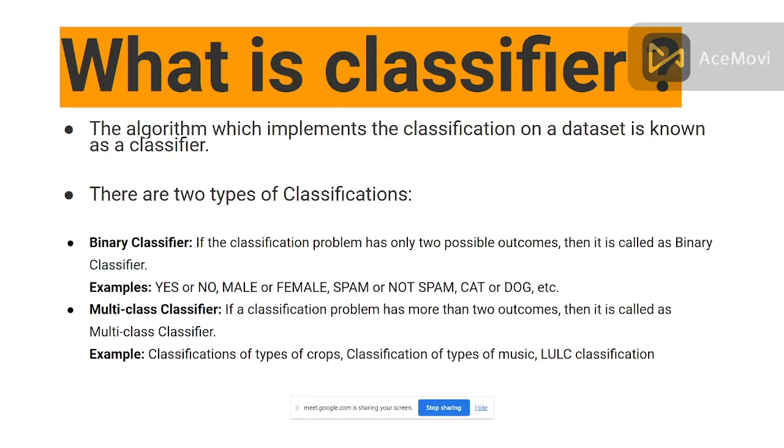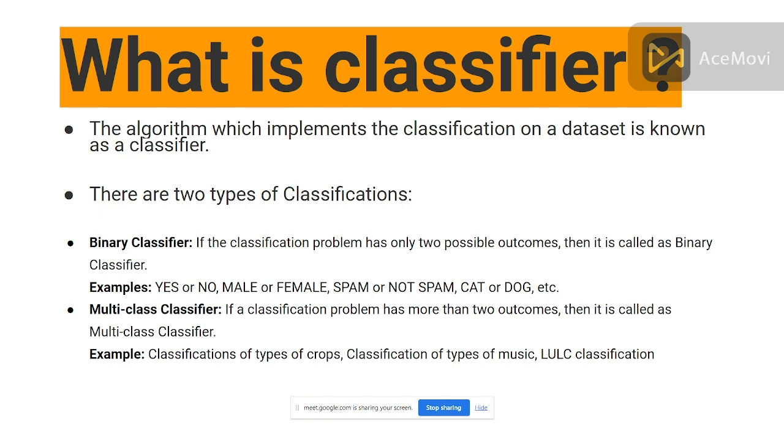So let's go. What is a classifier? The algorithm which implements the classification on a data set is known as a classifier. Suppose I have a data set, and I implement an algorithm on this data set. It can be supervised or unsupervised. This algorithm is called a classifier. Mainly, there are two types of classifier we can find. One is the binary classifier, and the other is the multi-class classifier.